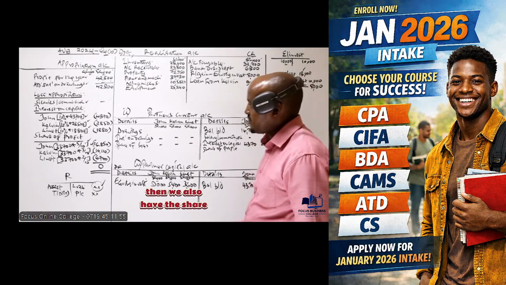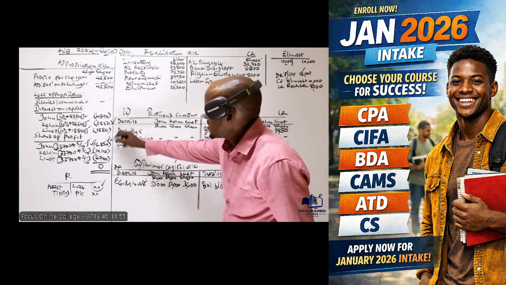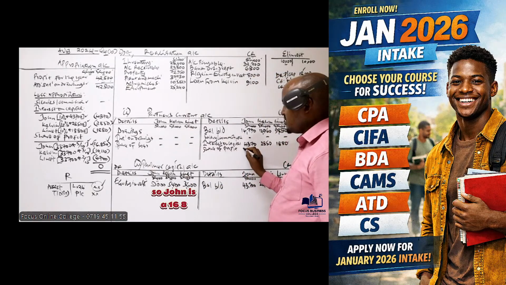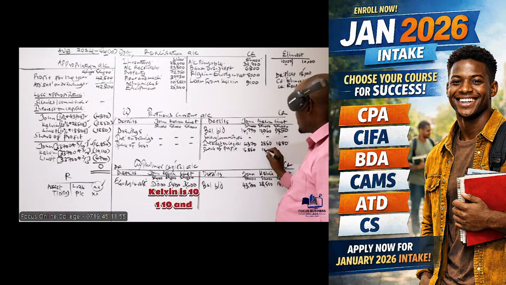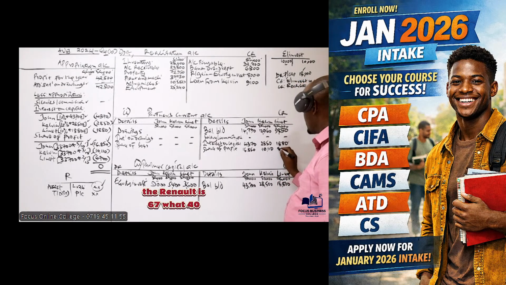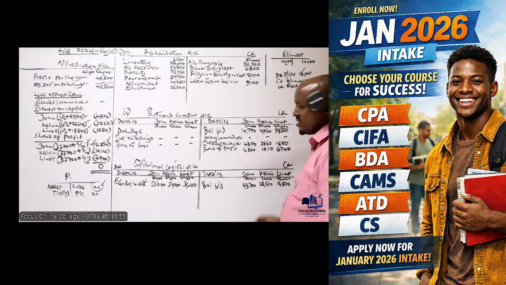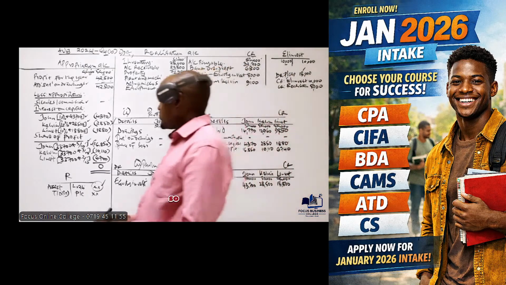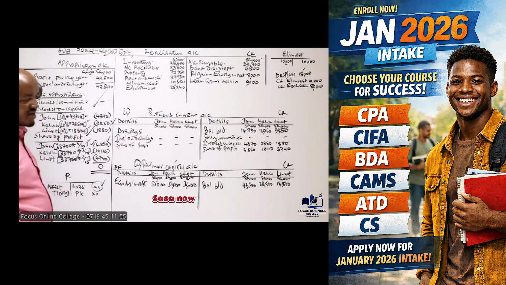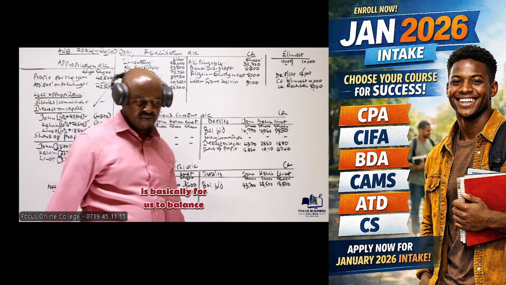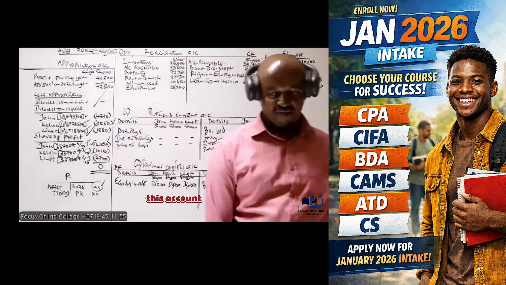Then we also have the share of profit, this one. John is 16,850. Kelvin is 10,110. And Renette is 67 what? 40. So we are basically done with posting those items there. Now what remains is for us to balance this account.